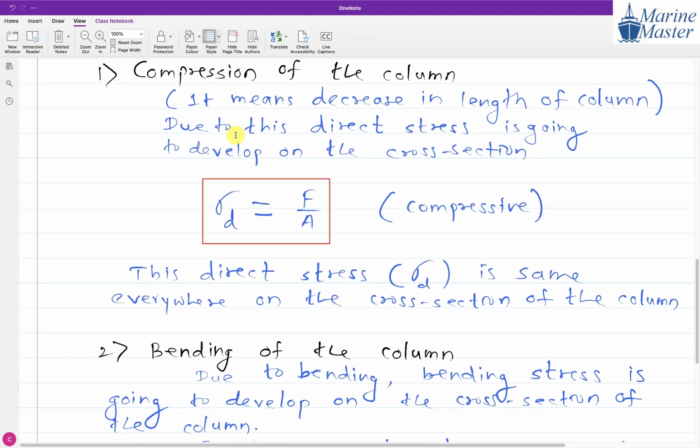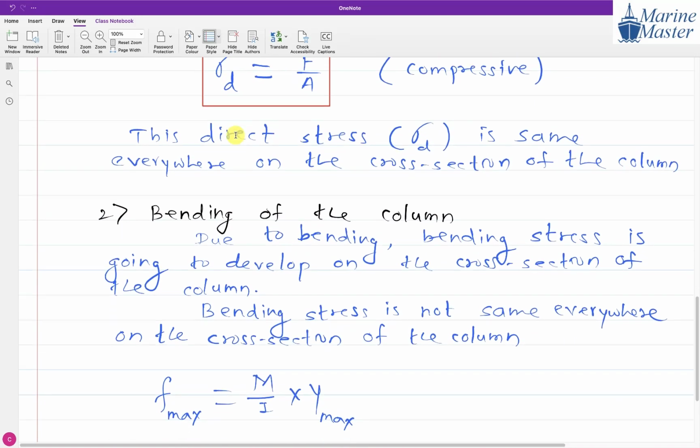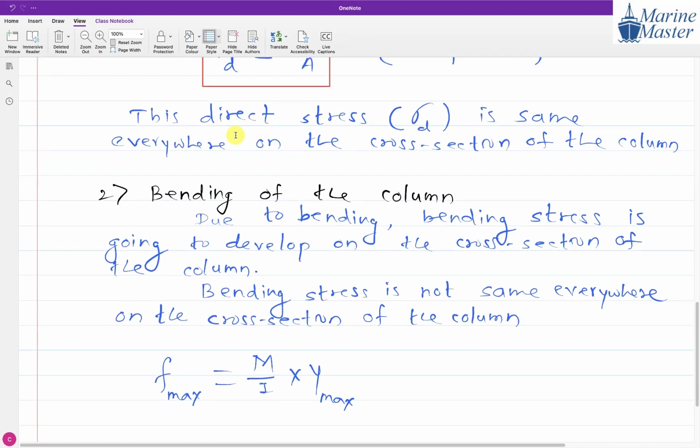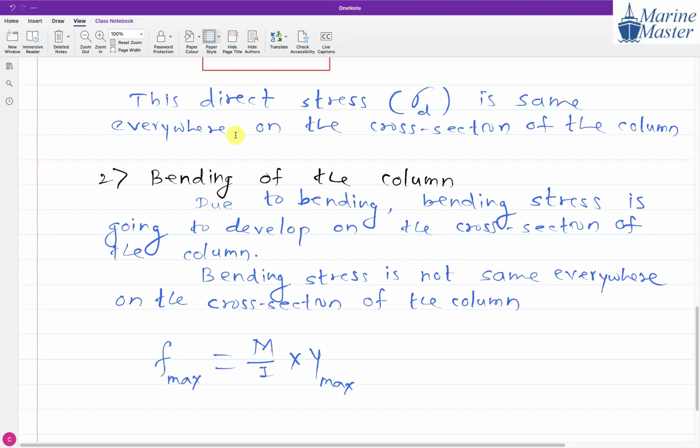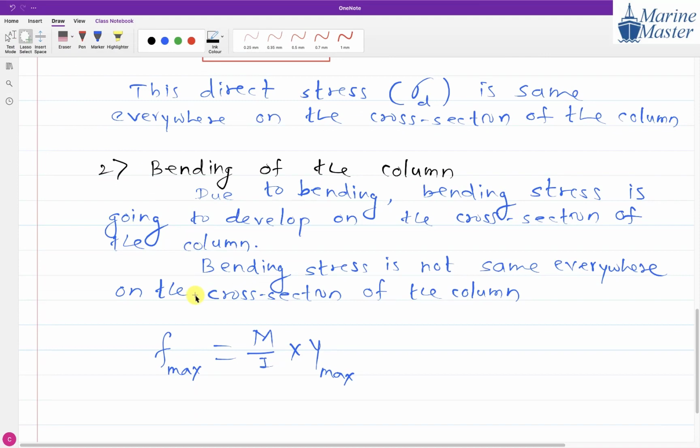Now, everyone, second point: bending of the column. Everyone write down this discussion. One minute, guys, before writing the second point. Everyone, before writing the second point, listen to my words carefully.